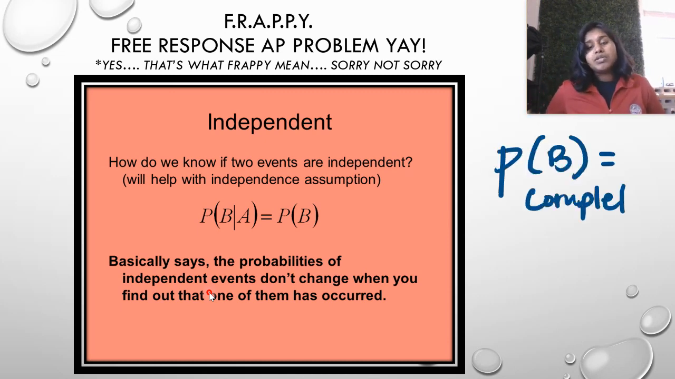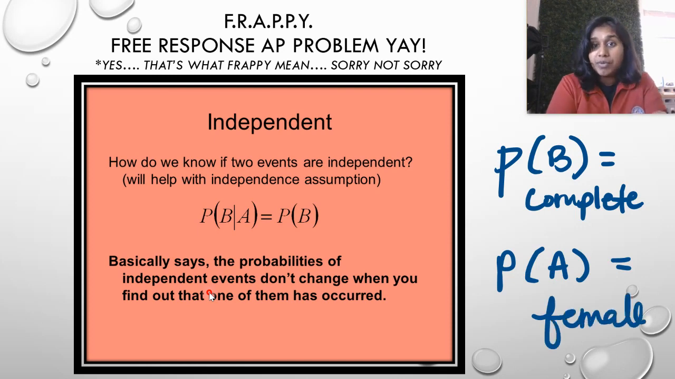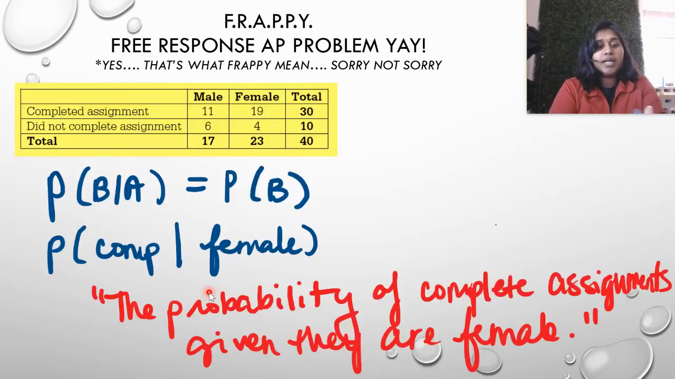So for ours, P of B is going to be students who have completed the assignment, and P of A is going to be female students. So I went ahead and set this up for us, now in language we understand. The P of B given A is the probability of completed assignments given that they are female students. That's how we read that sentence.